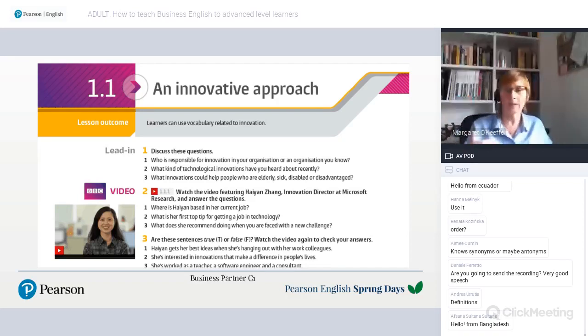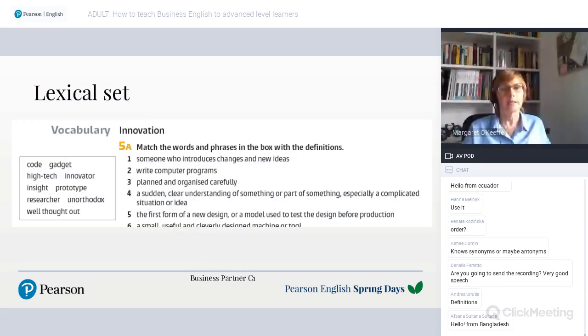And to introduce the topic, we have some leading questions, some more personalized leading questions, and then they're going to watch a video. So it's a clip of authentic video where we're going to be looking at the language from that video. In this particular video, it's from the BBC, and it's talking to an innovation director at Microsoft. So there's some comprehension work from that, and then we're going to move on to the vocabulary from the video.